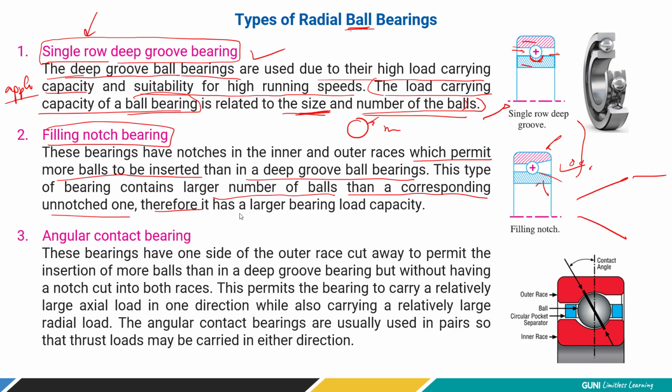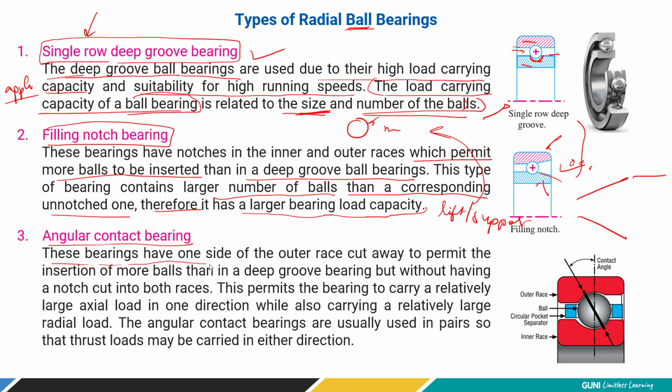Therefore, it has larger bearing load capacity. It can lift more load. It can support more load during the operation, even compared to the single row deep groove bearings. Now third is angular contact bearing.